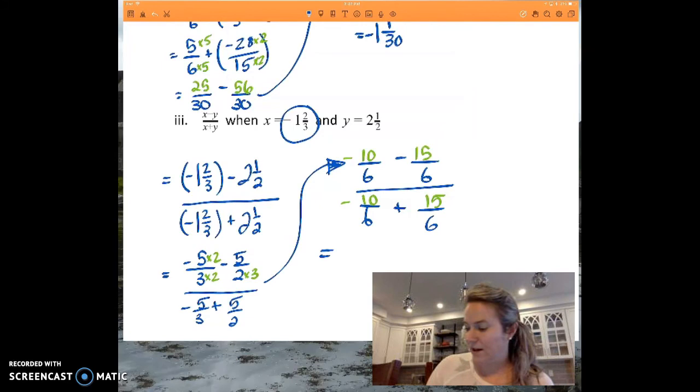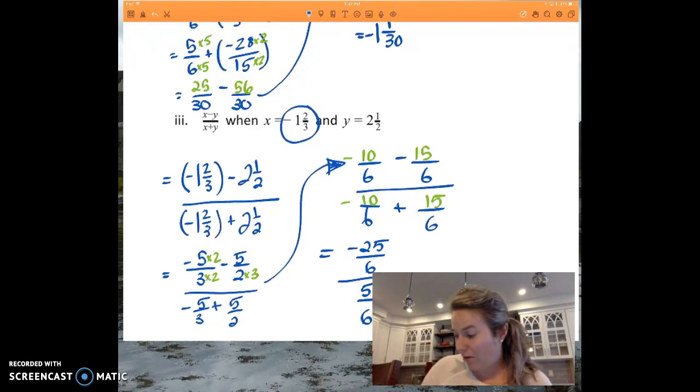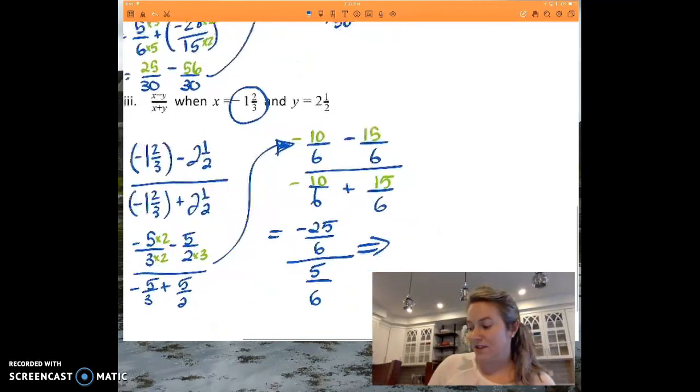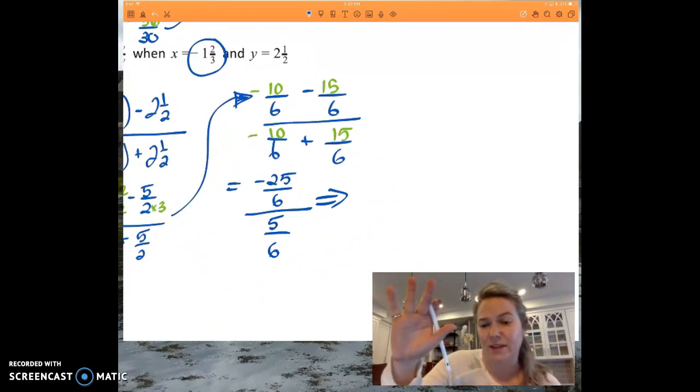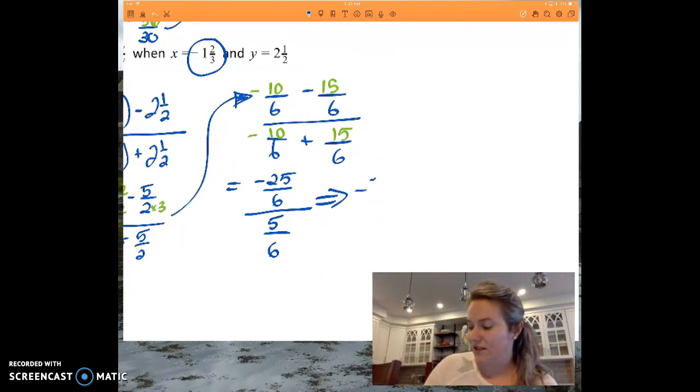So let's switch back to blue. Let's get our next line. So -10 minus 15 is going to be -25 over 6. Remember, we're starting negative and we're going more negative. So that's how that works. Over my -10 plus 15 is going to be +5 over 6. Now I'm going to switch this to a linear structure, because now I have one thing over one thing. So I'm going to say this is the same as -25 over 6 divided by 5 over 6.